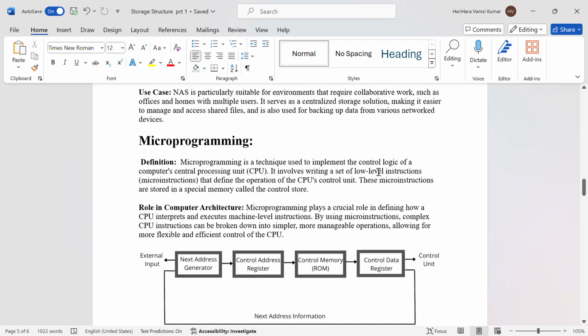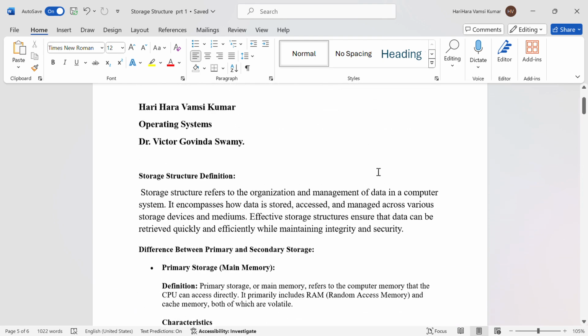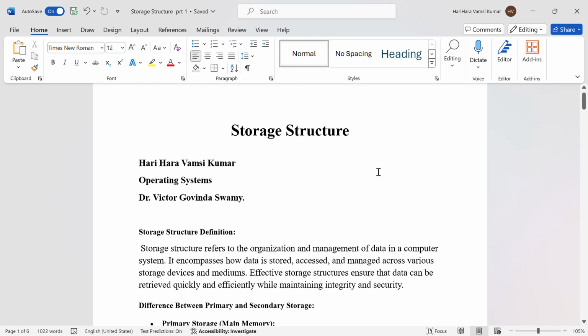This is the first part of our storage structures. It will be continued in the next part.